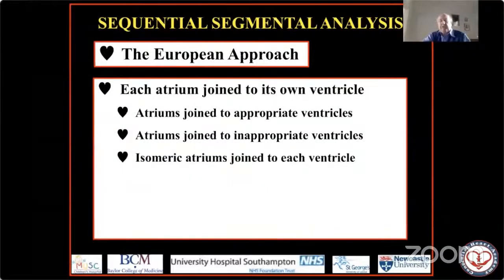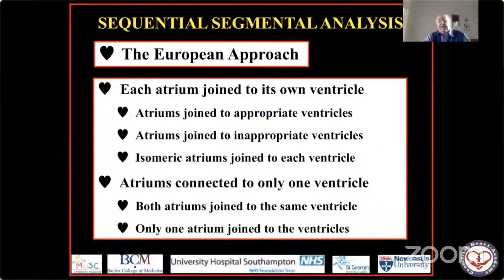So when we introduced sequential segmental analysis, we wanted to differentiate between those situations in which, as you see at the moment, each atrium is joined to its own ventricle. We can have that when the atrial chambers go to appropriate ventricles and they go to inappropriate ventricles, or in the setting of isomeric atriums, when half of the heart is appropriately connected, the other half is inappropriately connected.